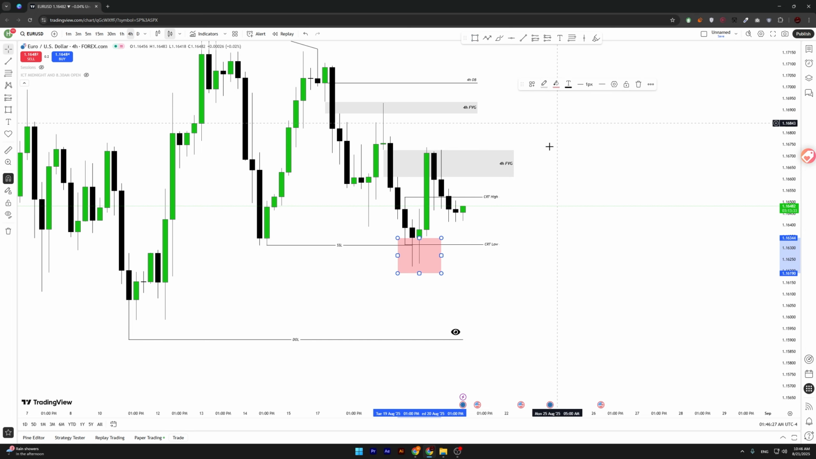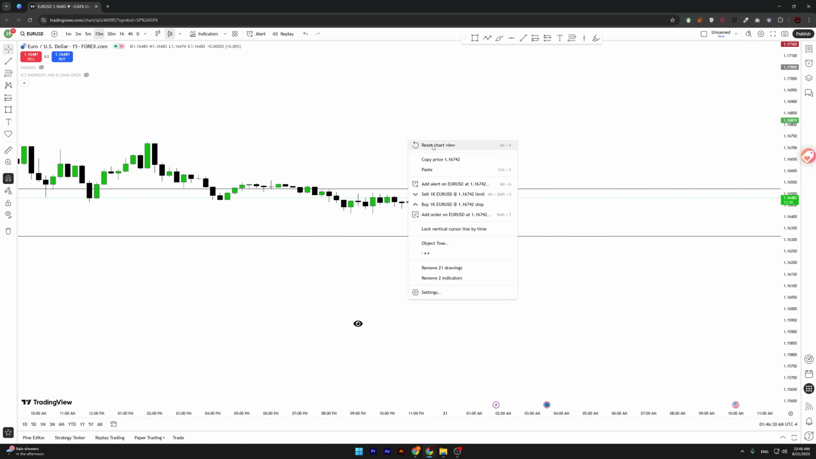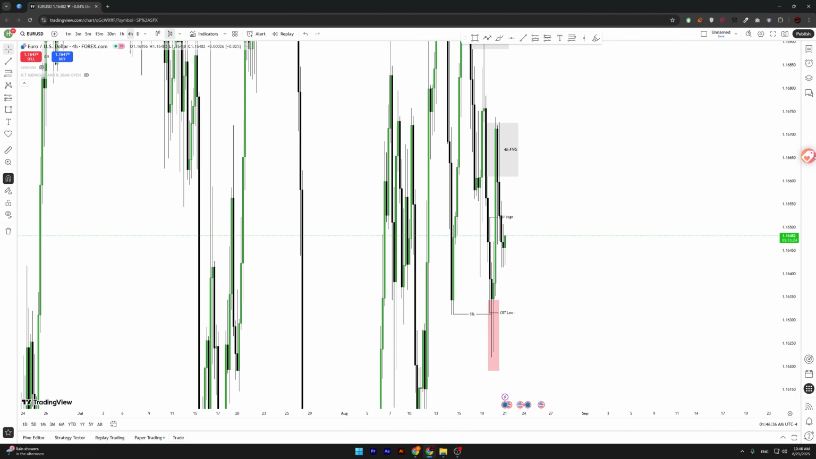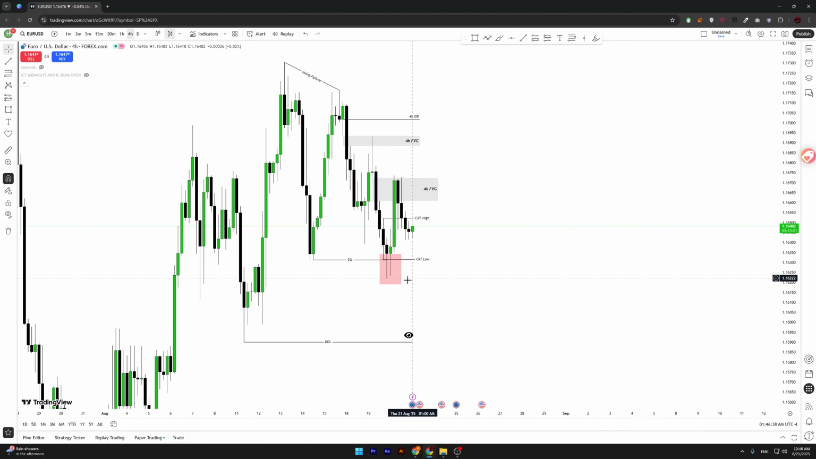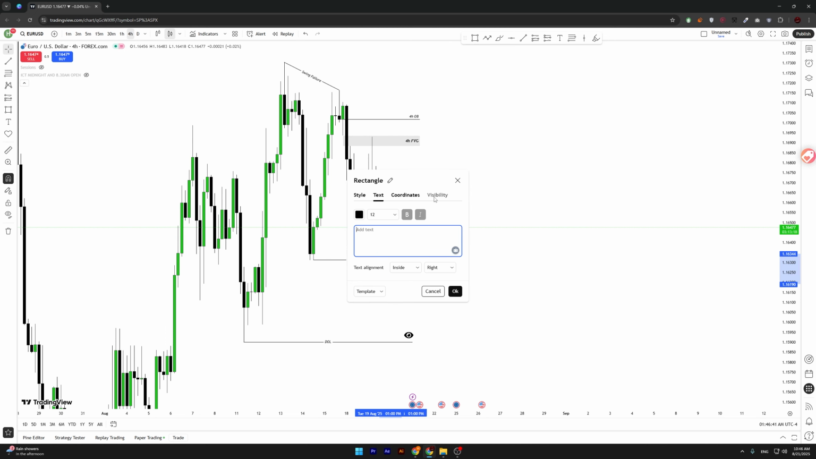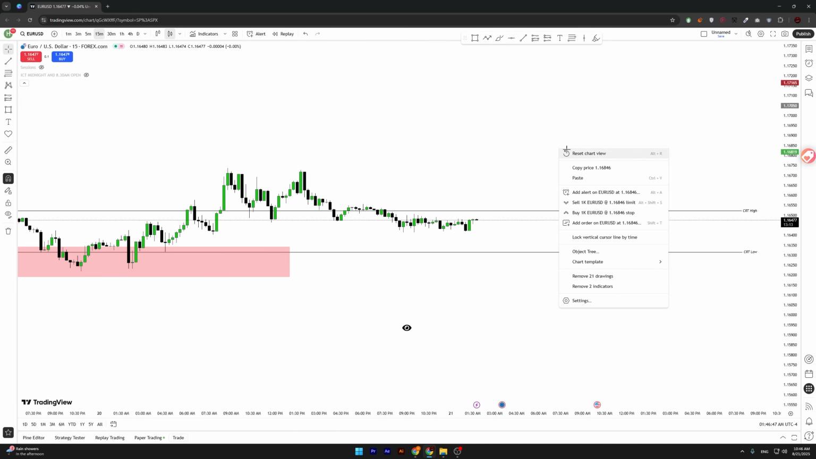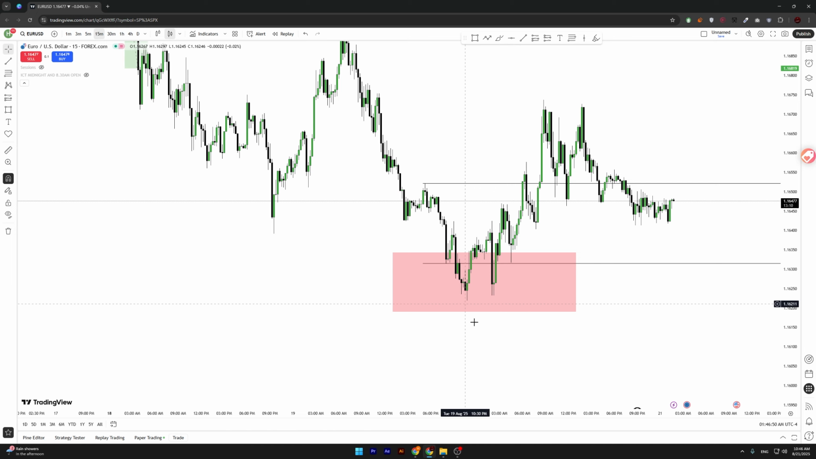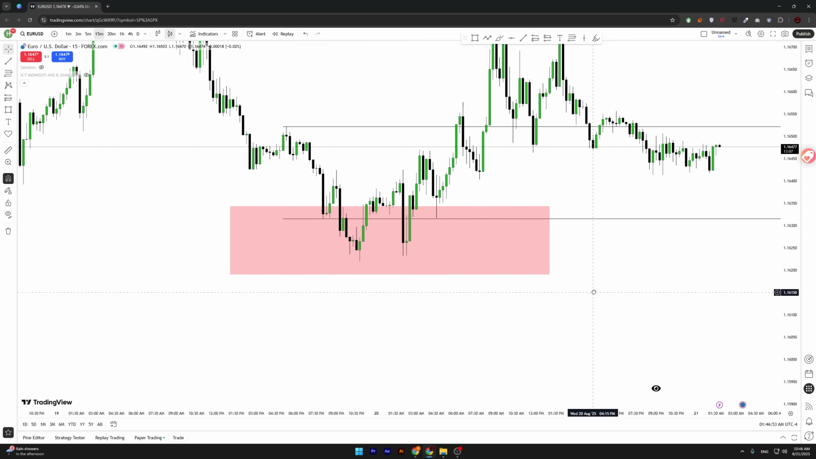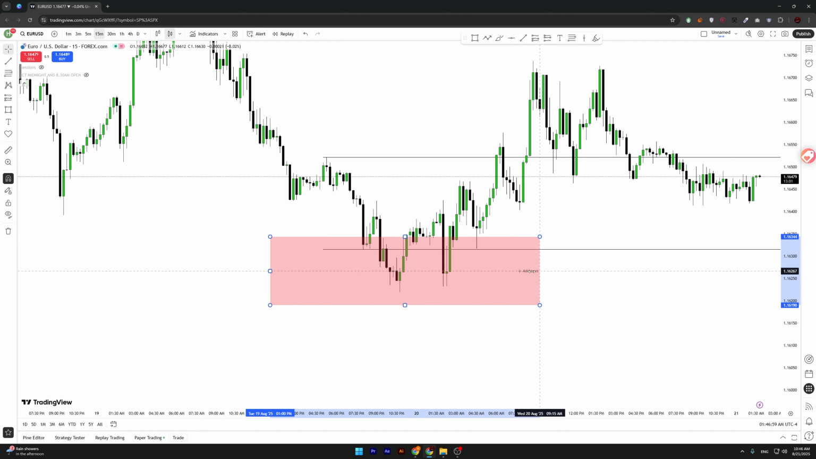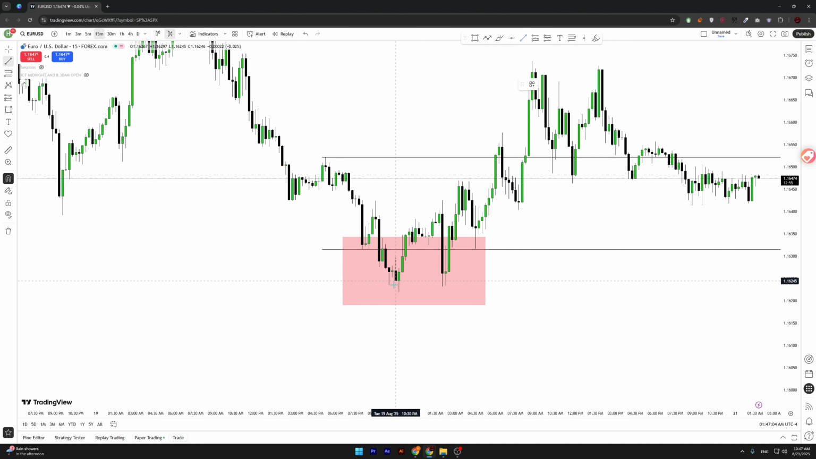So let's mark this zone, and as you can see here, this was the zone, price was reacting from this zone. If you haven't seen my entry model video, please watch that. It will be very helpful for you guys. I use this model on every trade.